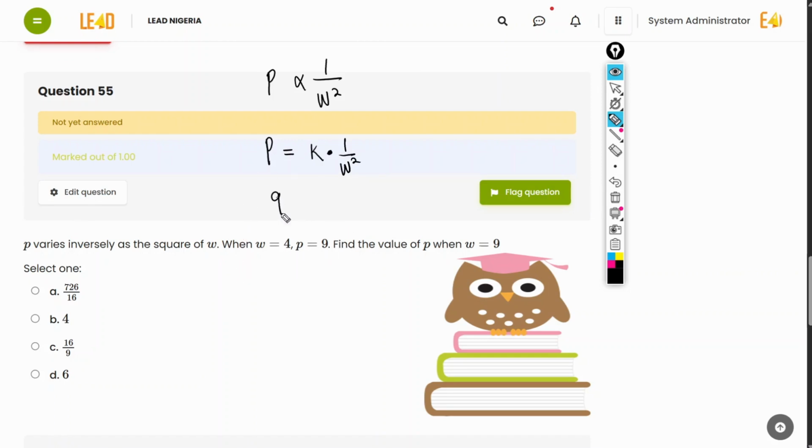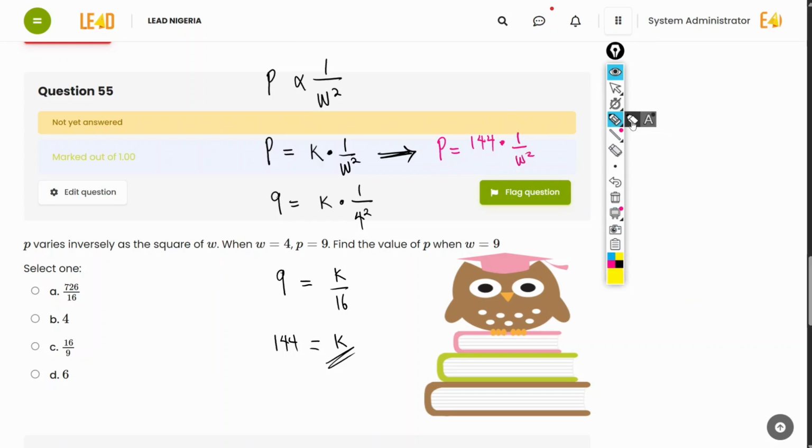Now we are told that when w is equal to 4, p is equal to 9. So this would be 9 is equal to k times 1 over w squared. That is 4 squared. So I'm substituting this in with the relationship they give us. So I would have 9 is equal to k over 16, which means that k is equal to 16 times 9, which is 144. Alright, so k is 144. That means I can rewrite this relationship to get my standard relationship as p is equal to 144 times 1 over w squared. So this is the proper standard relationship between both of them.